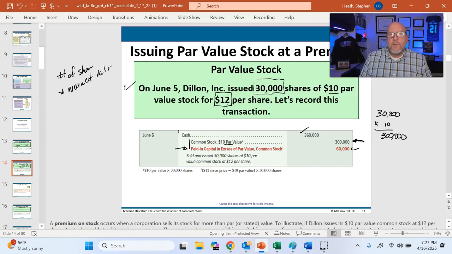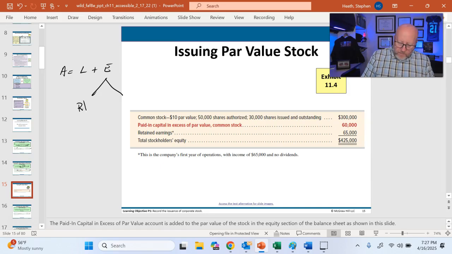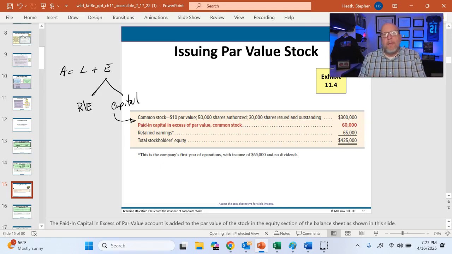right? These two categories right here, those are both equity accounts, right? So if I think about assets equal liabilities plus equity, we were saying equity has two buckets, retained earnings and capital. Man, this is a throwback to like the first weeks of the semester. Okay. Capital are these two accounts. So it's common stock at par plus the additional amounts that were paid into capital.